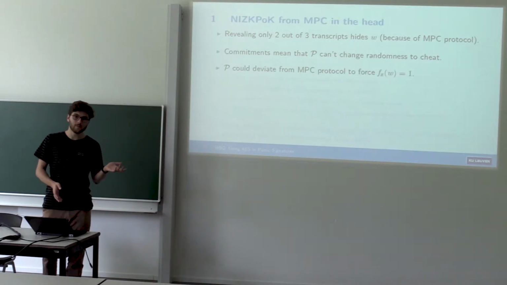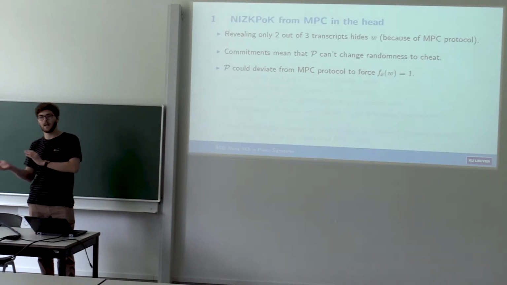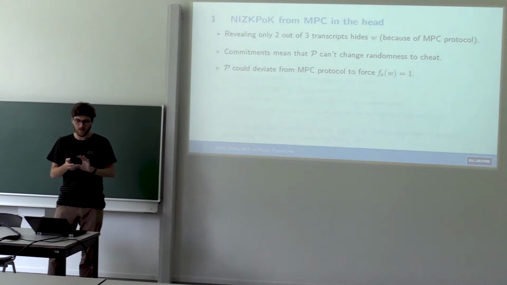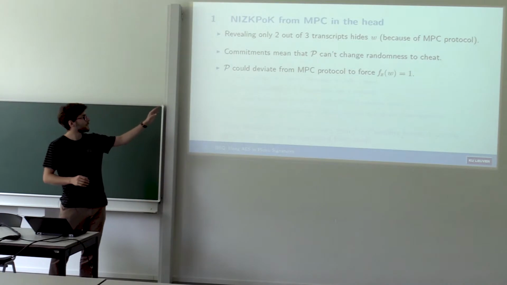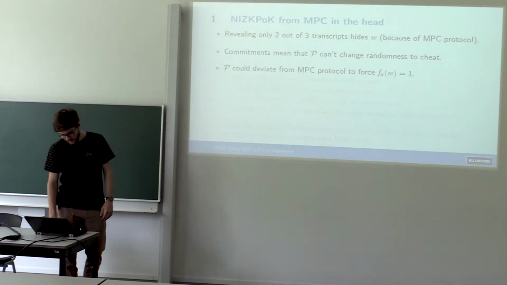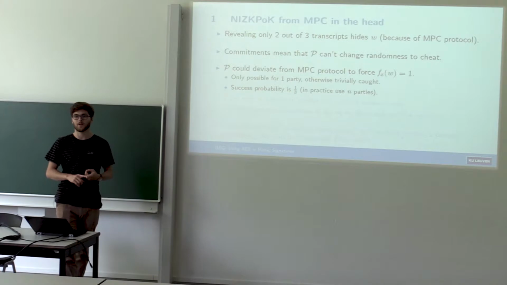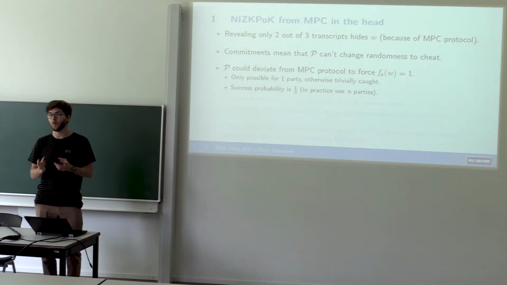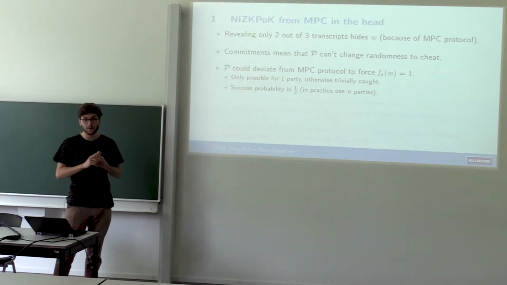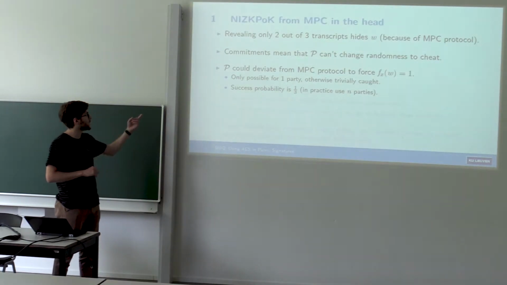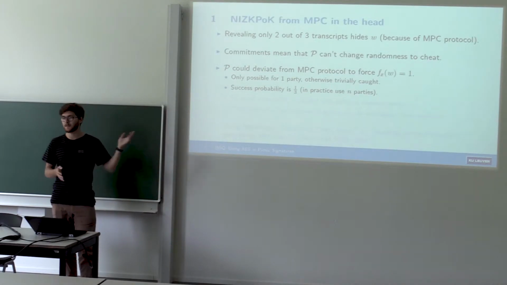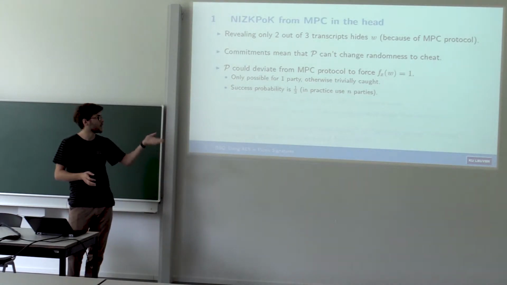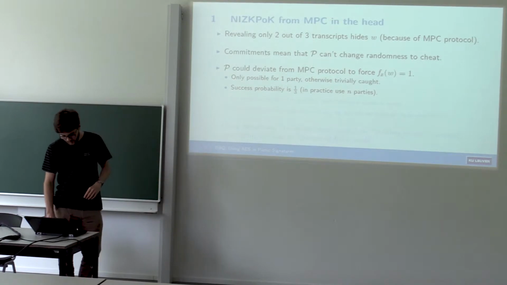Also, it could be that the prover could deviate actively from the MPC protocol. So he could actually make one of the parties change something and lie so that the evaluation forces to be 1. But first of all, he can only do this for 1 party, because the verifier is going to see the other 2 always. So he has to pick the right party to do this. So he can only have a success probability of 1/3 here. And actually in practice, it's not 1/3, it's like 1/64. So it's even smaller than that.